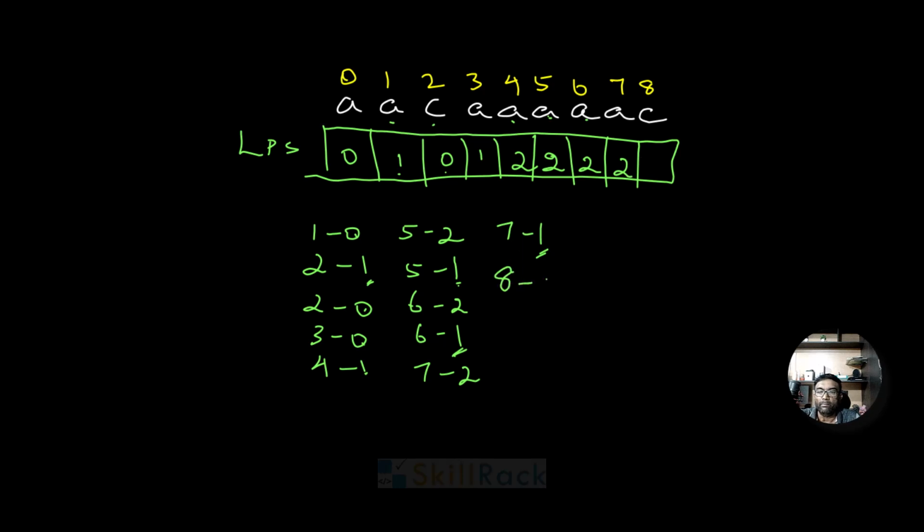So now you are going to compare 8 and 2. So 8 is C and 2 is also C. Both are matching. So what should you do? Add 1 to this. 2 plus 1, 3. So after that, you are going to make it 9, 3, but those index values don't exist here. So you stop. So now this LPS array, what is it saying?